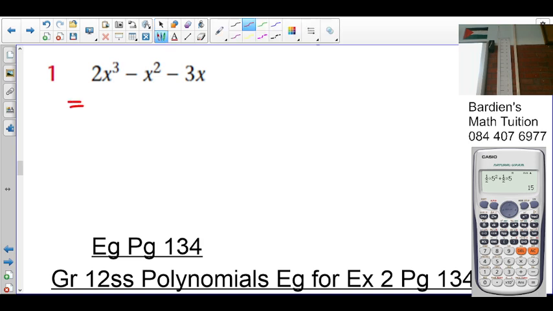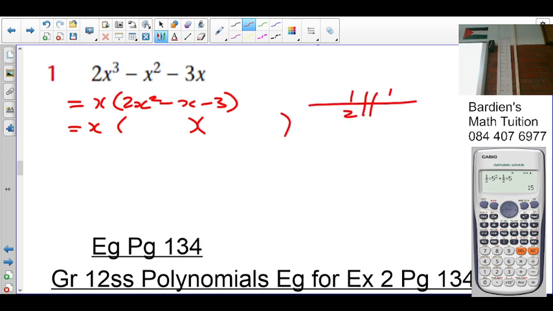So if the question is to factorize, you got 2x cubed minus x squared minus 3x. What am I going to do to factorize this? Take out a common factor of x. What are we left with? 2x squared minus x minus 3. So what is that in our bracket now? Trinomial. So let's factorize the trinomial.